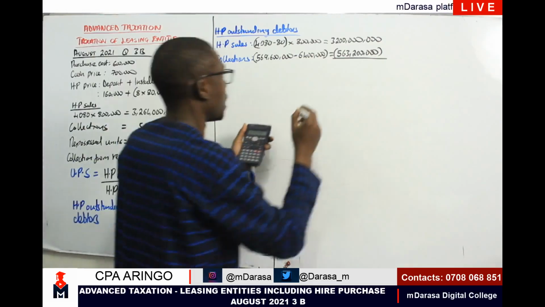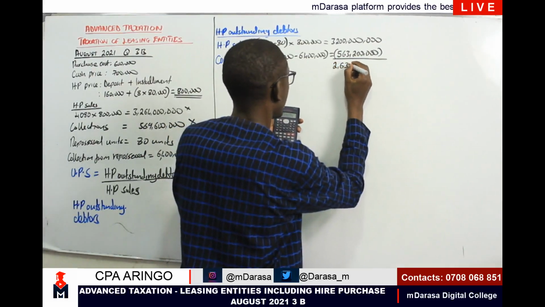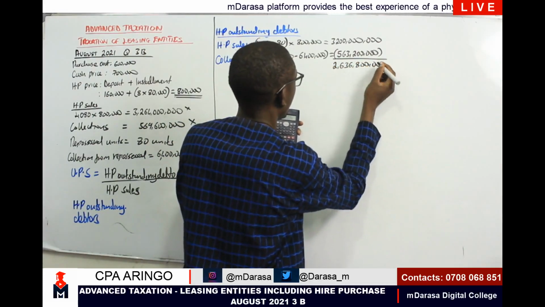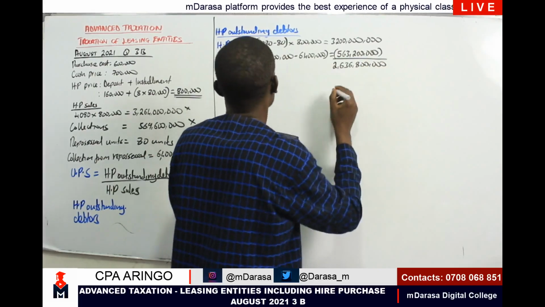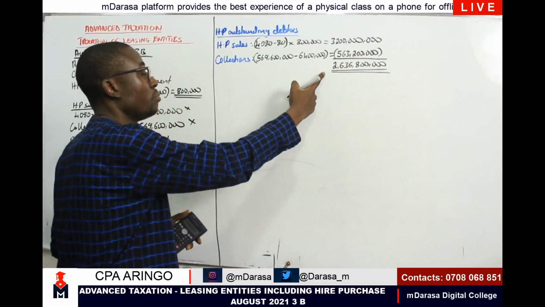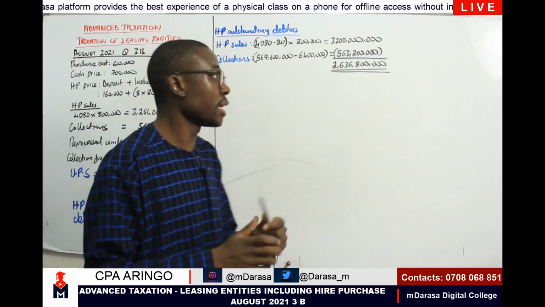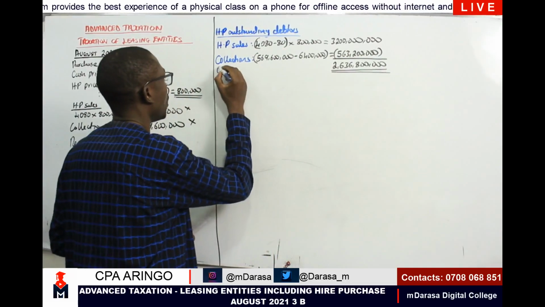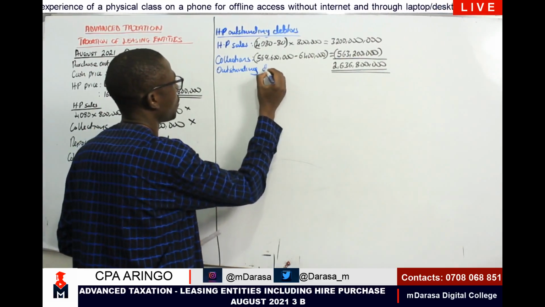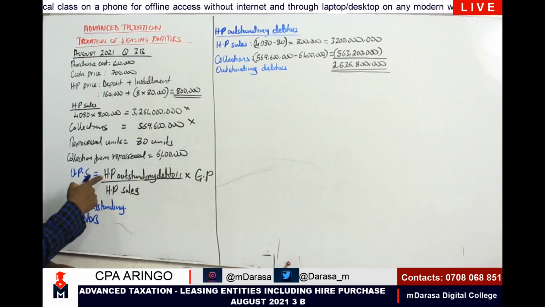So our outstanding debtors will be 3.2 billion minus the answer. In that case, I'm having 2,636,800,000. That is the figure that Mwalimu is getting. Kindly confirm with Mwalimu. So we can confidently say that this is our outstanding debtors.